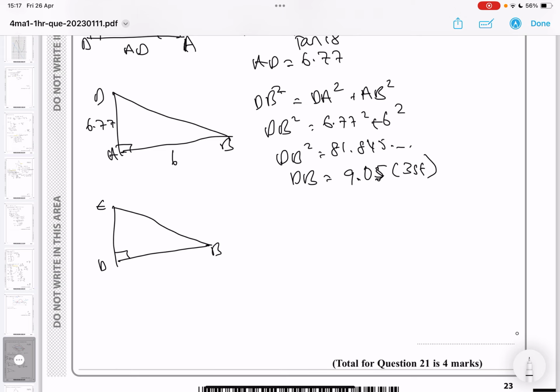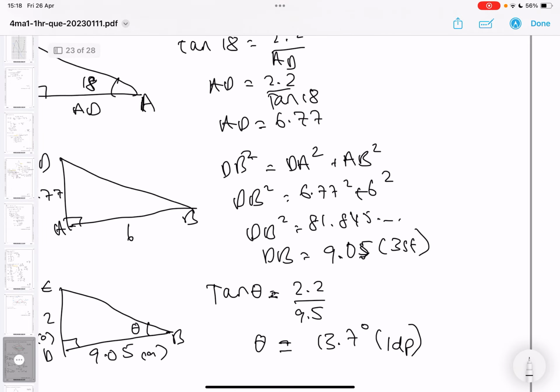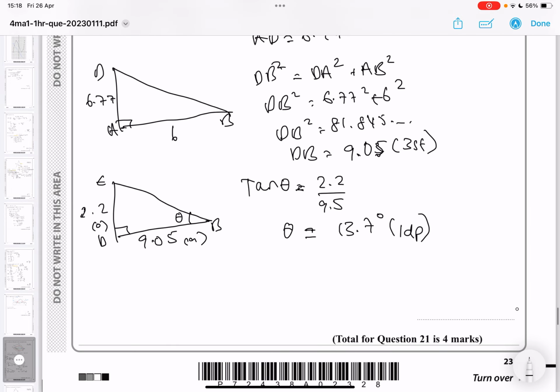EDB, so that's 2.2, that's 9.05, and that's theta that we need to work out. So tan theta equals opposite over adjacent, 2.2 divided by 9.5. So theta is just going to be tan inverse of that fraction, which is 13.7 degrees to 1 decimal place, because they're asking for 1 decimal place. So that's 13.7.